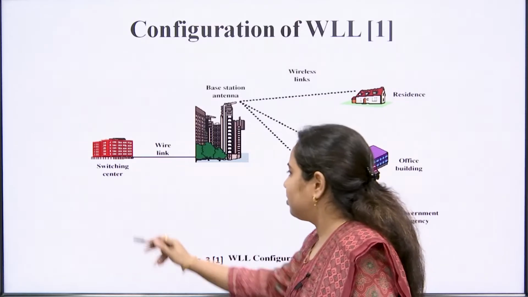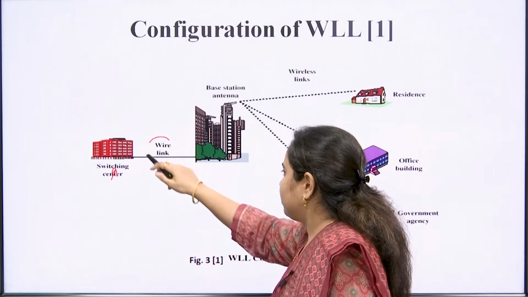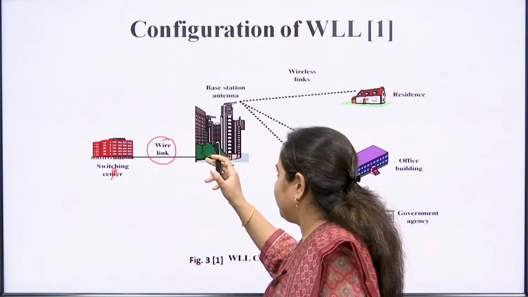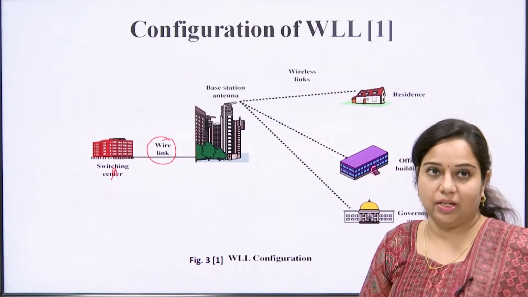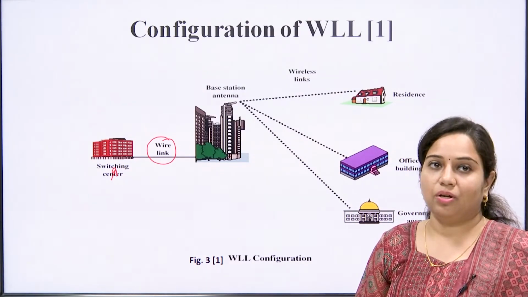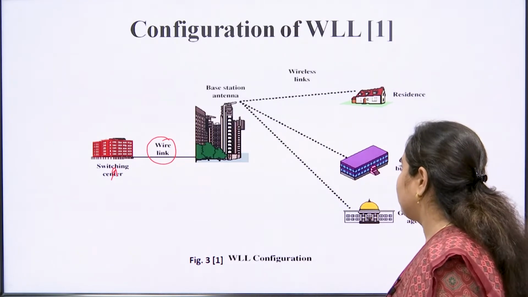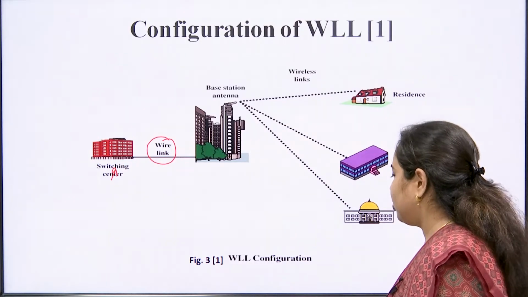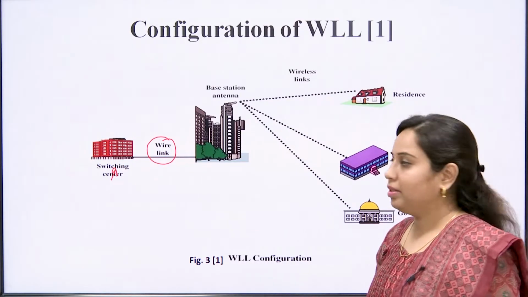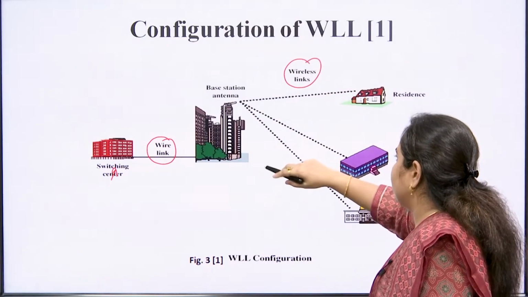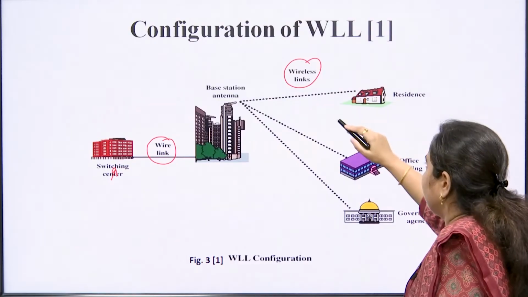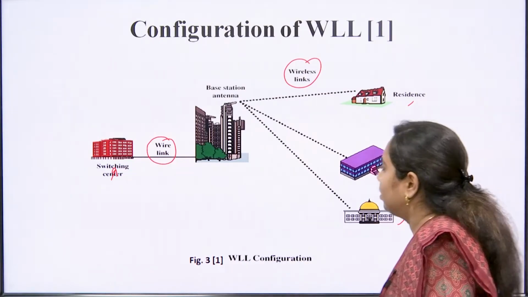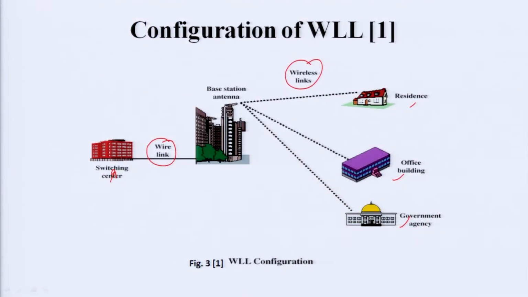Now, you can see that this is a switching center, the mobile switching center. This is a wired link, meaning a copper wire. So, you can generally say that the distance between this and the base station antenna is limited. It cannot be thousands of kilometers, because a wire cannot be connected through this. But when we want to deliver good quality information over a very long distance, then the wireless link comes into the picture. This base station antenna will connect the residence, office building, and government agency, all over a wireless link. So, that is the WLL configuration.